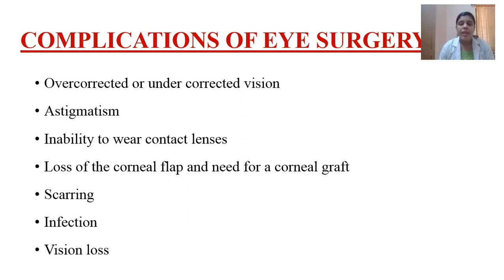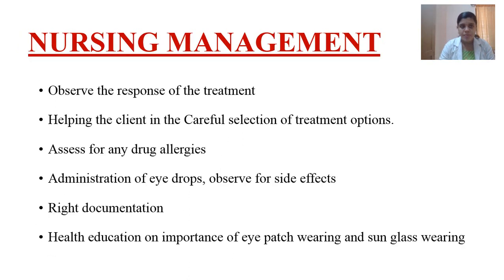Sometimes there will be overcorrected vision or undercorrected vision. Again, because of the surgical procedures, there are chances of changes happening in the corneal curvature, and this can lead to astigmatism. Then some children won't be able to wear contact lenses following the surgery. Then scarring, there are chances of corneal scarring, and because of the invasive procedure, chances of infections are very high, and there are chances of vision loss also.